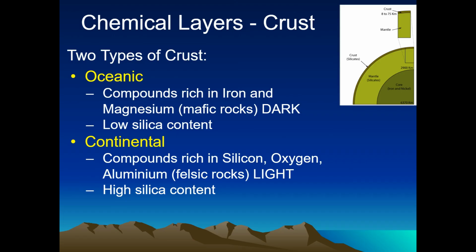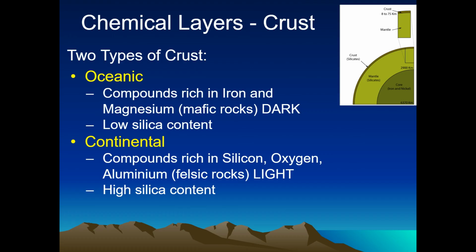Okay. Also, it's really important in oceanic crust, we don't have much silica. Silica is a silicon and oxygen compound, and we have a lot of silicate compounds in our crust and in our mantle. That is important to know, but the amount of silica has a big impact on how the crust can melt. And we'll talk more about that in a little bit.